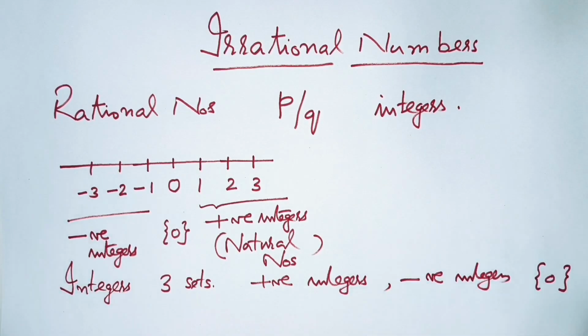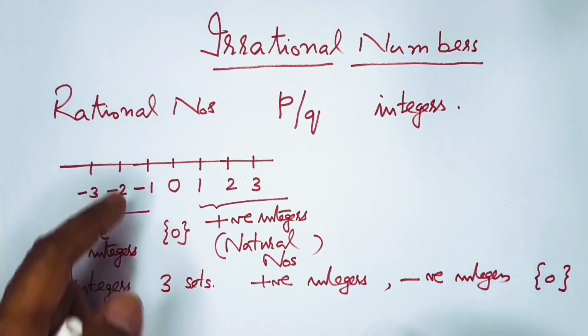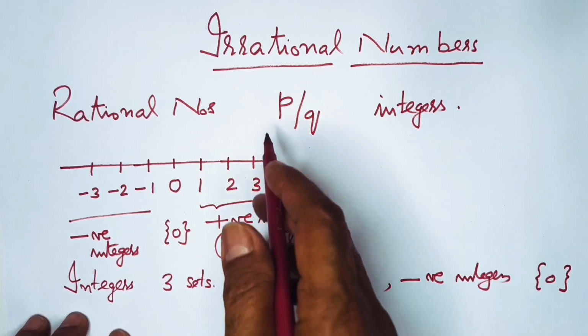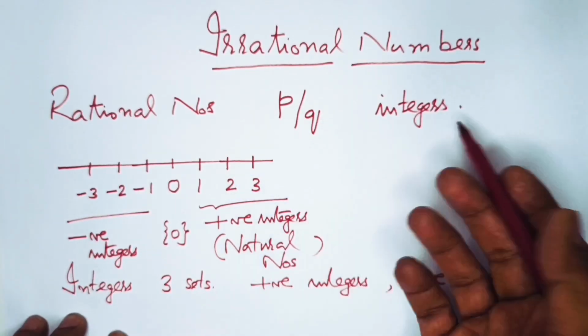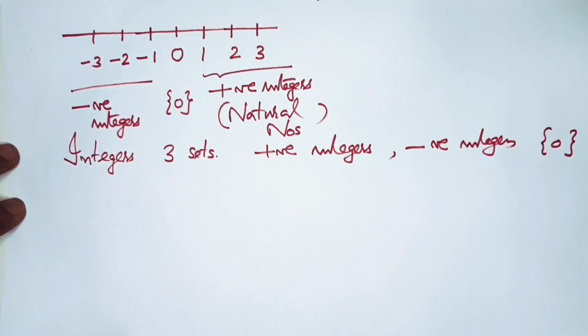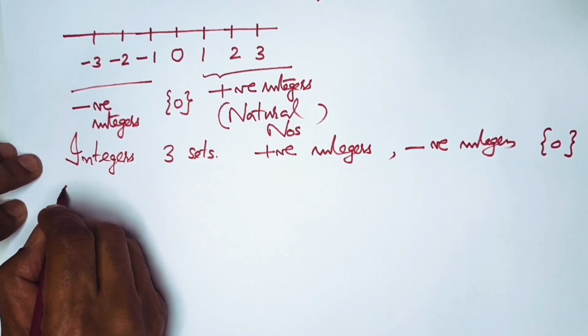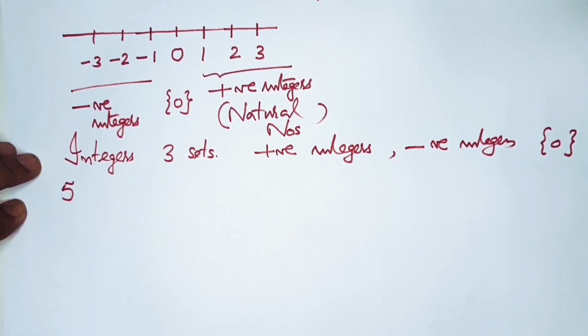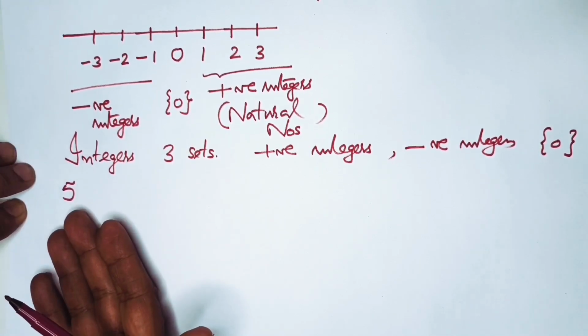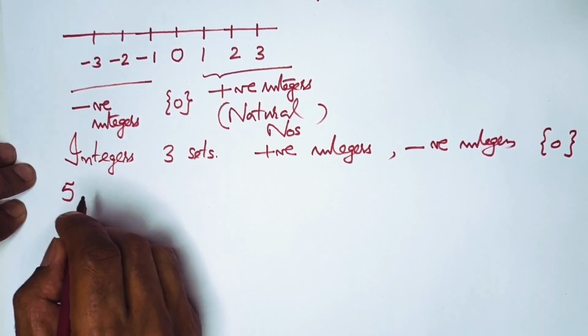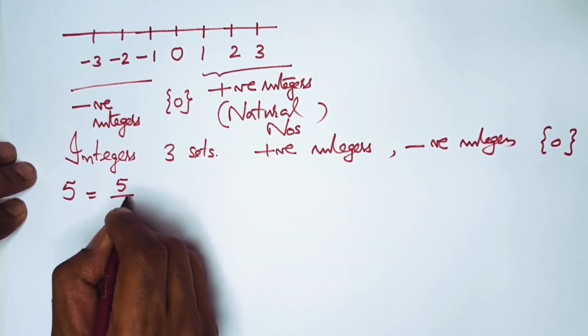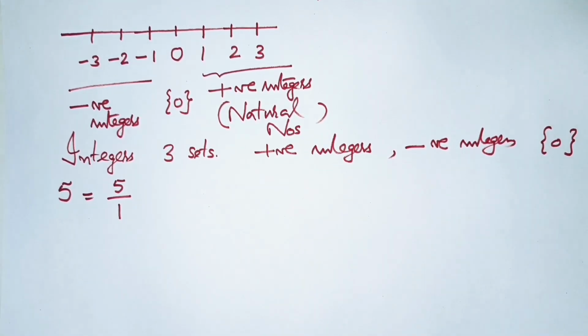So I hope you got an idea about integers. So a rational number is a number which can be put in the form P by Q, where P and Q are integers. Now look at this number. If I write just 5, is it a rational number? Yeah, it's a rational number. It's a positive integer and 5 is just 5 by 1. So every integer is a rational number. Rather, integers form a subset of rational numbers.